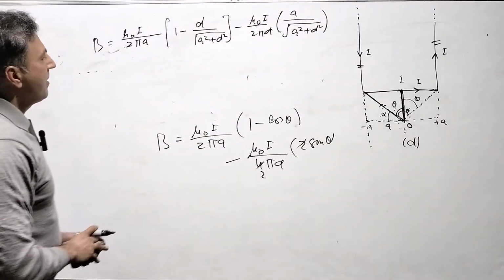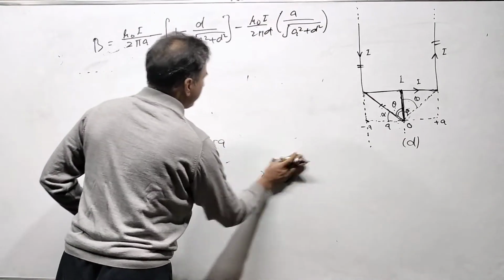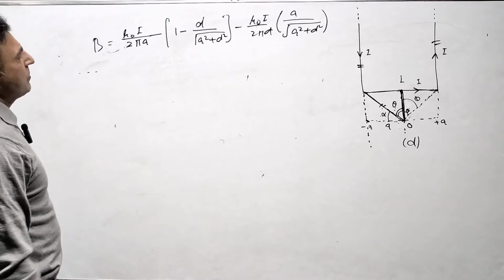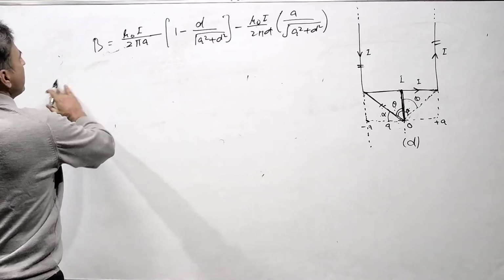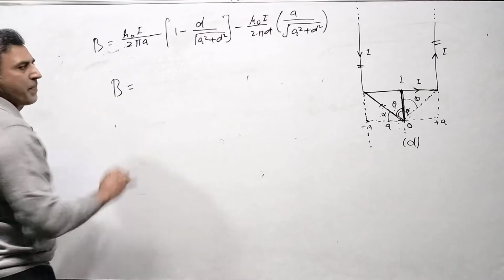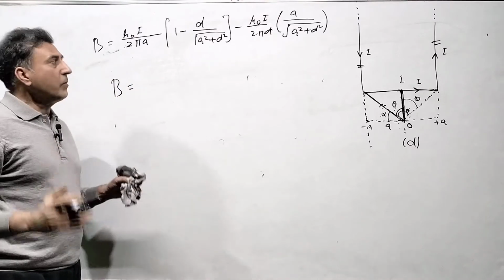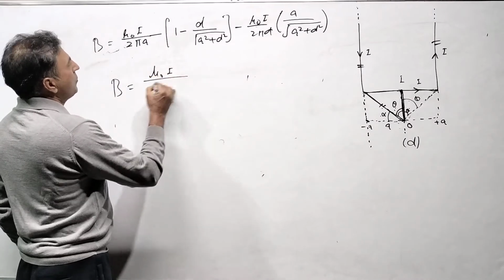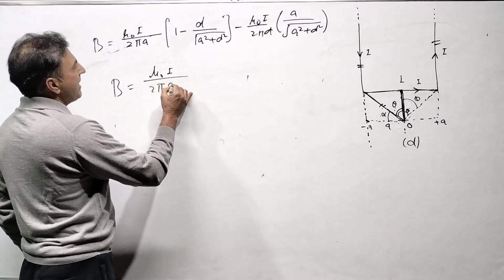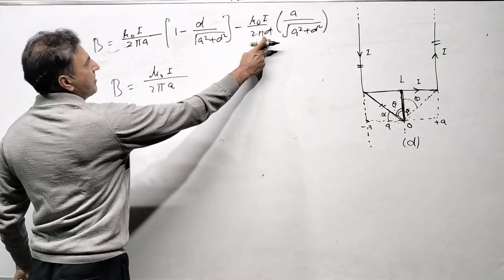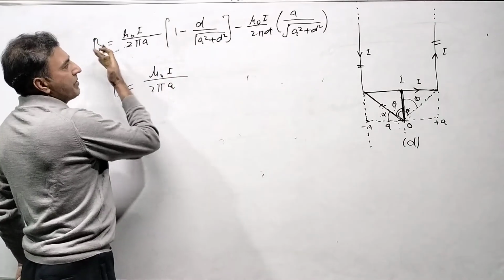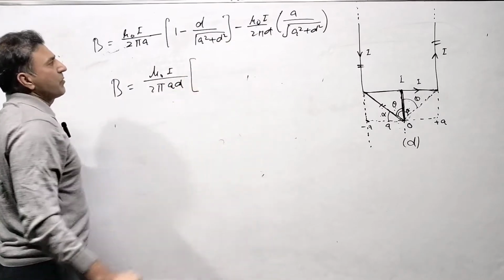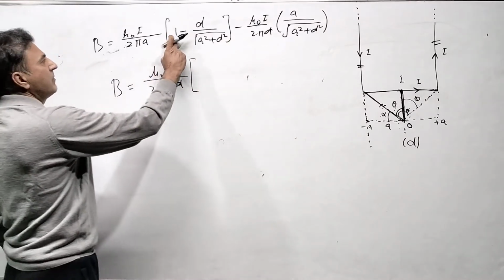Something like this. Now, the answer is in a very compact, simplified form, so I have to get to that answer expression. So what should I do? B equal to, what should I write here? So mu 0 I by 2 pi A, but A is not here, so I will take it as a common factor. Also D I will take as a common factor.